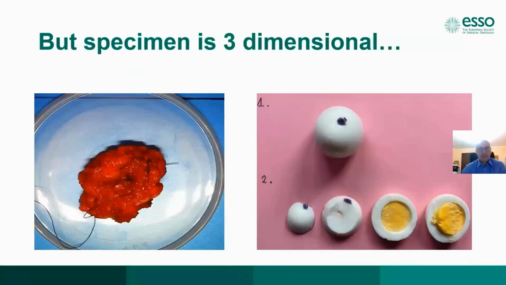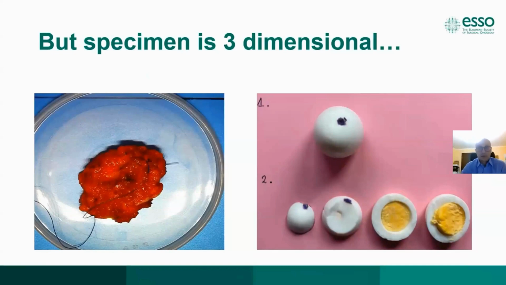Well, assessment in a 2-dimensional image poses limitations. The specimen is, after all, 3-dimensional. Using the egg model shown here in the photo, it's easy to imagine that the cancer infiltration marked here with the black marker, which in the 2-dimensional image we judge to be removed with the margin, in reality, this is not the case.